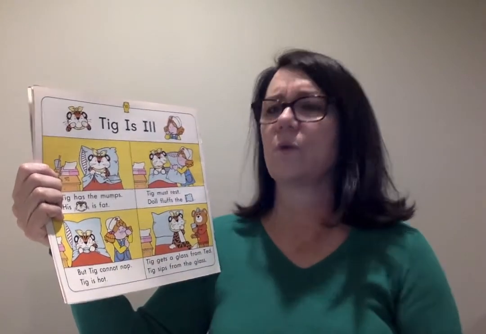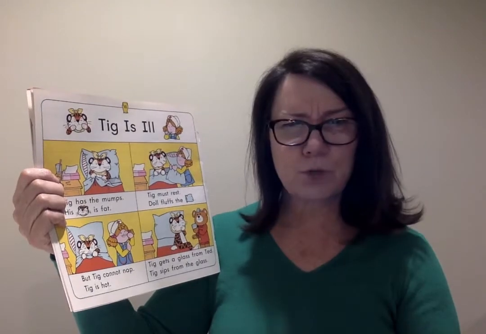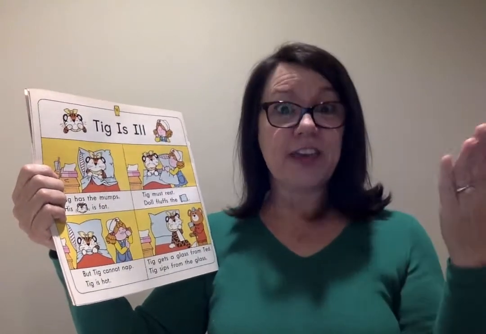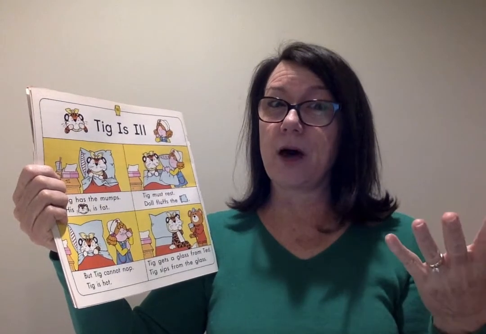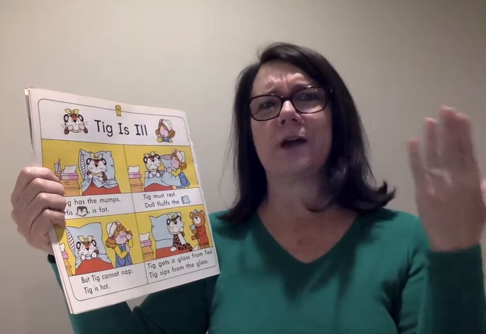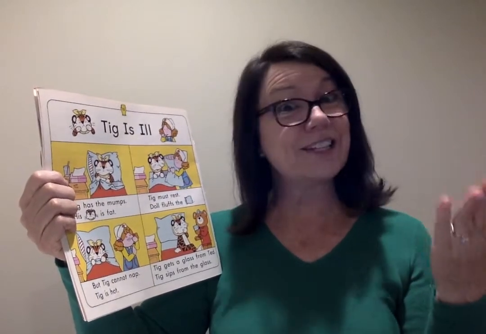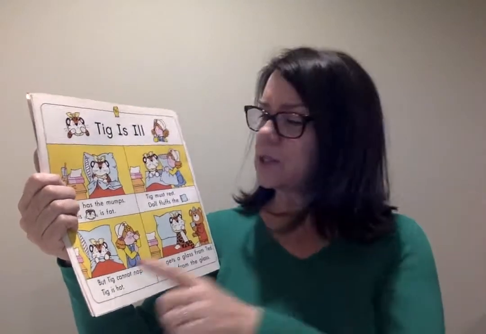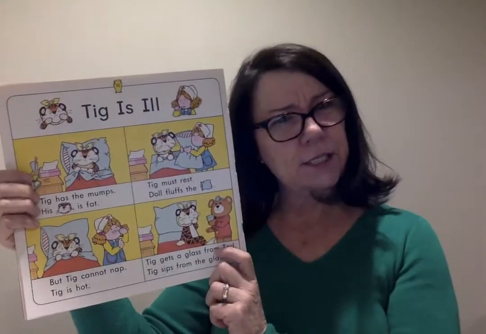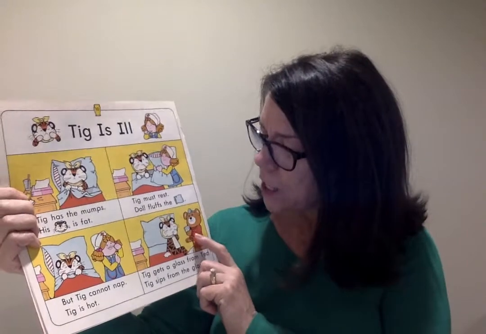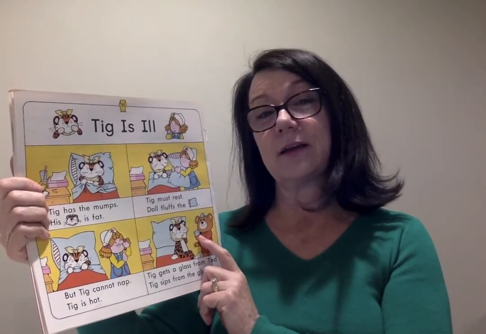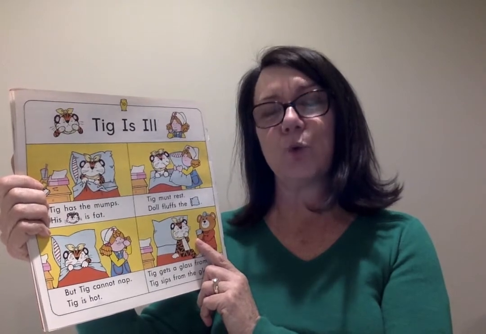Why do you think he cannot rest? Do you remember why he can't rest? He's hot. He has a fever. His temperature is above 98.6, which is normal for the body. So his temperature is higher than that, and so he has a fever and he's sweating. So he can't rest. He's not comfortable. So what does Ted do for him? Ted goes and gets a glass of water so that Tig might drink the water and cool down his body.